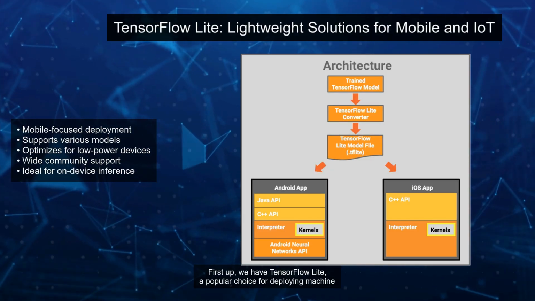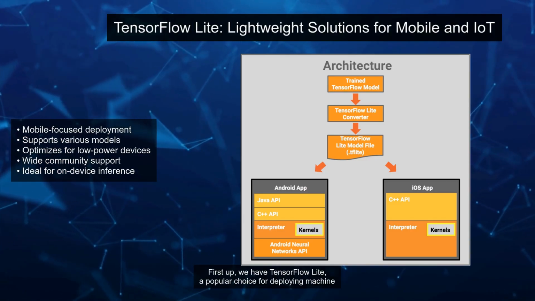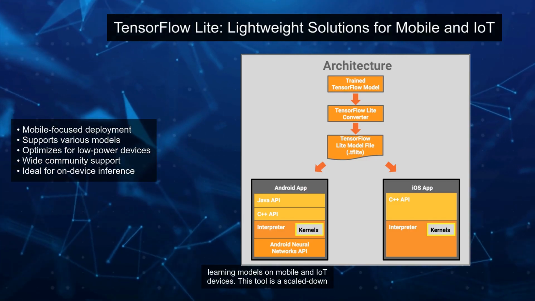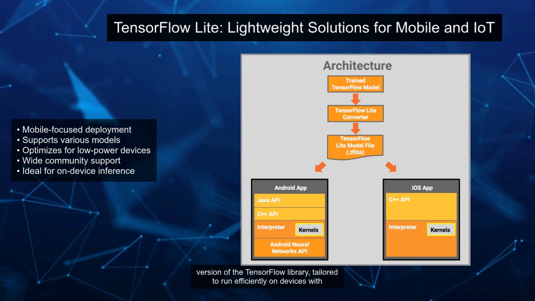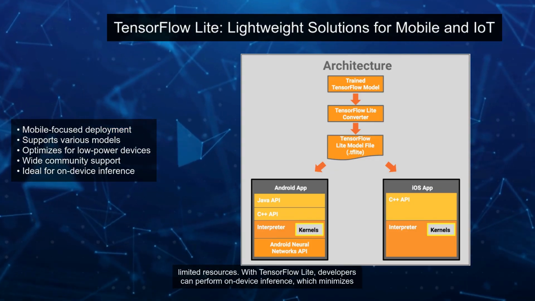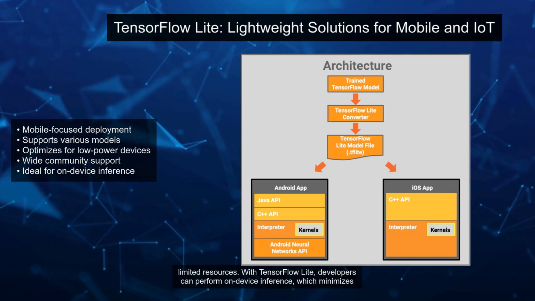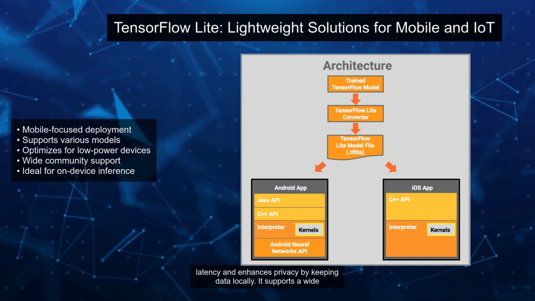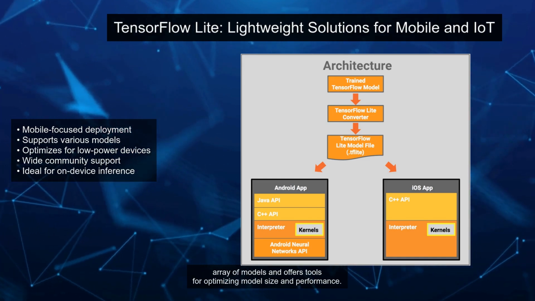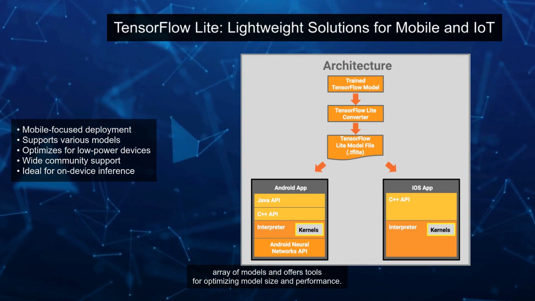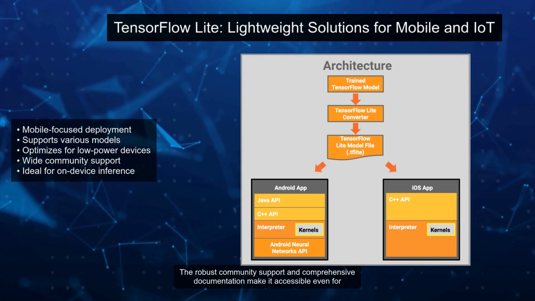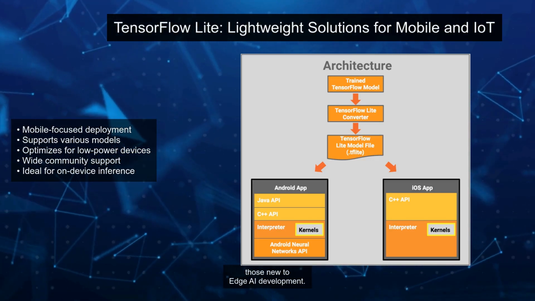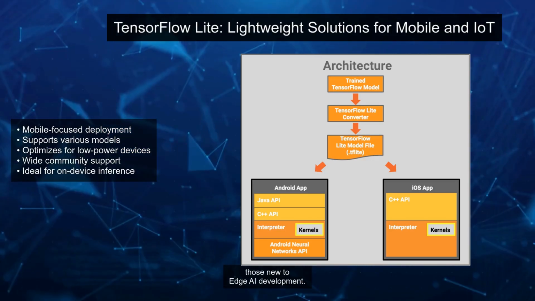First up, we have TensorFlow Lite, a popular choice for deploying machine learning models on mobile and IoT devices. This tool is a scaled-down version of the TensorFlow library, tailored to run efficiently on devices with limited resources. With TensorFlow Lite, developers can perform on-device inference, which minimizes latency and enhances privacy by keeping data locally. It supports a wide array of models and offers tools for optimizing model size and performance. The robust community support and comprehensive documentation make it accessible even for those new to edge AI development.